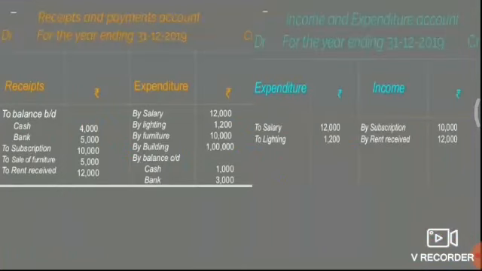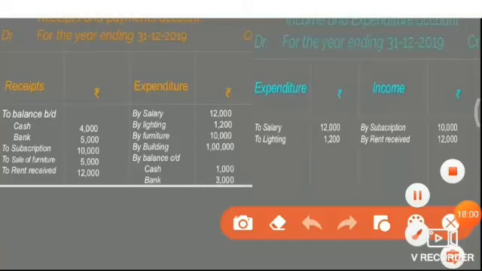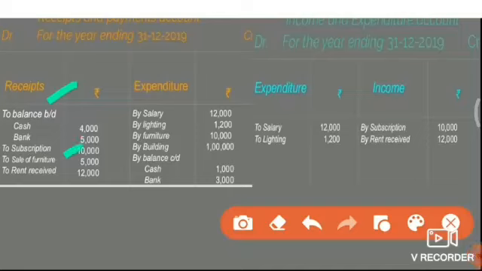Now, if you look at the income and expenditure account here, let us see the receipt side. You will see that subscription. Now, subscription is a regular income which is received by a not-for-profit organization. It is received regularly, so it is a revenue nature. Then sale of furniture is not regular. We don't sell furniture often. It's 5,000 rupees. It's not a regular item. It is a capital nature item, but still it is taken in the receipts and payments account.